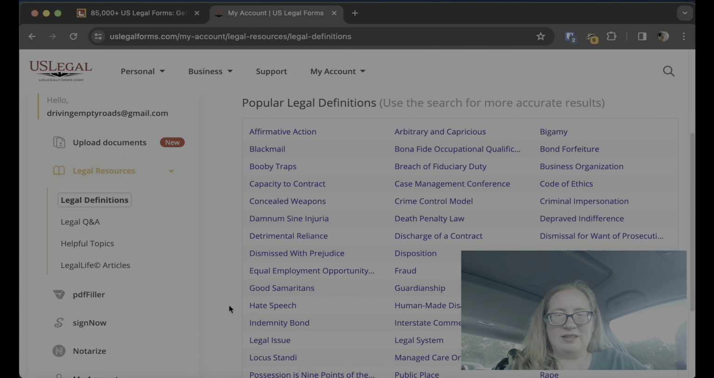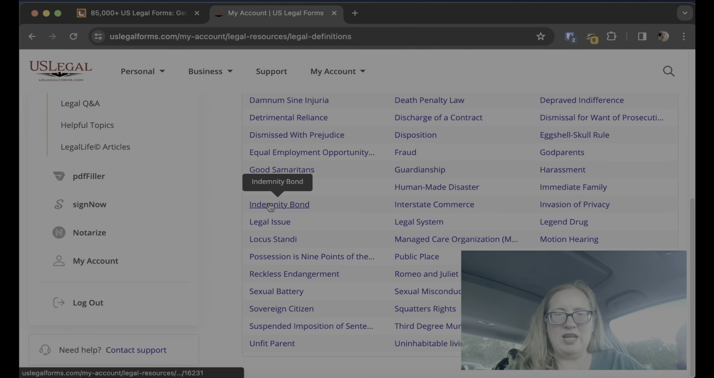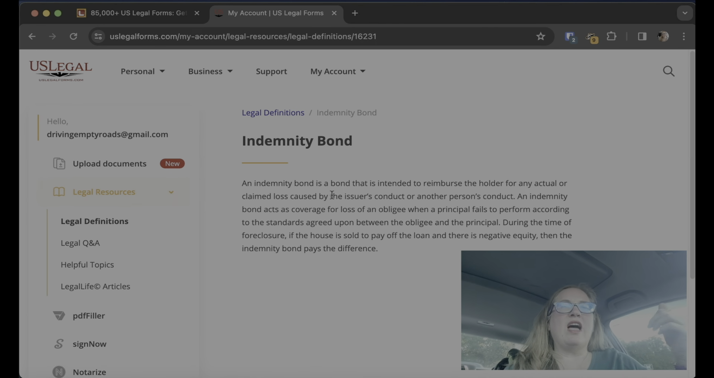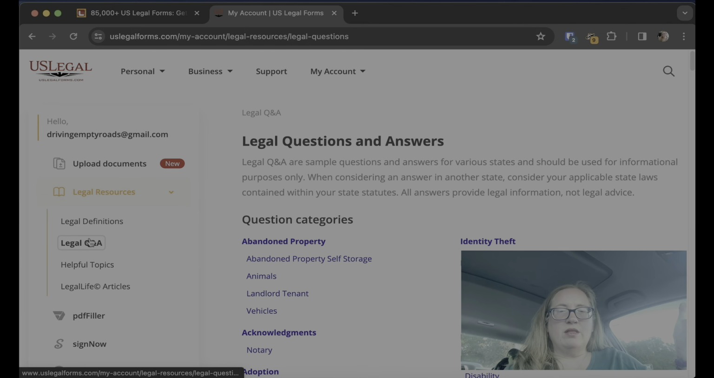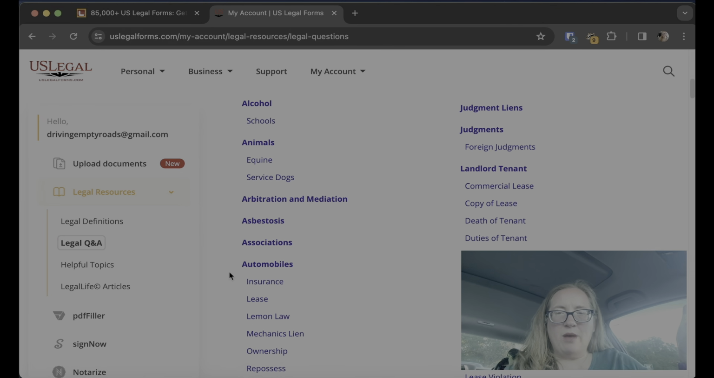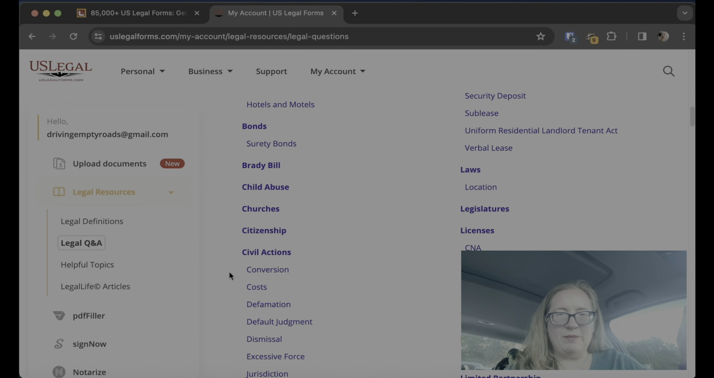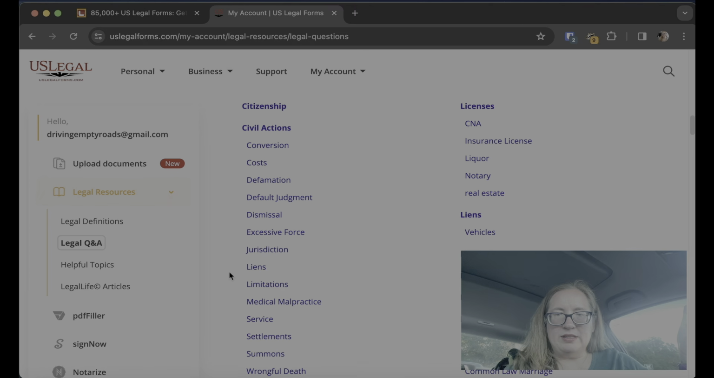Like let's say indemnity. Let's look at indemnity. So this is just a really short definition of what an indemnity bond is. That can be helpful if you're trying to look things up, and you can search in here for different definitions. Legal QAs are going to be common questions. So let's find something remotely businessy.